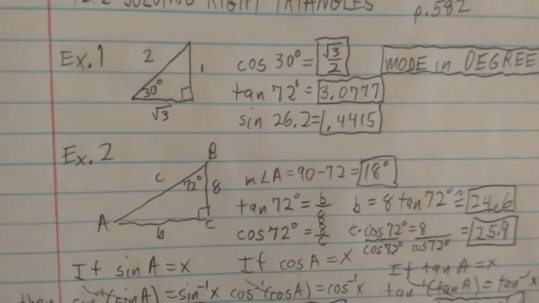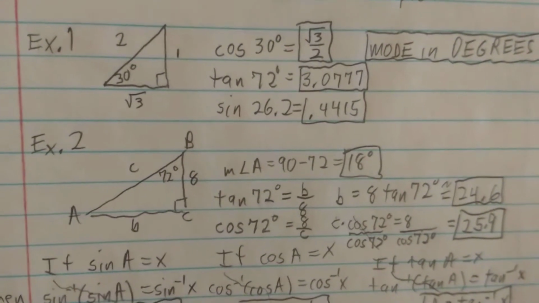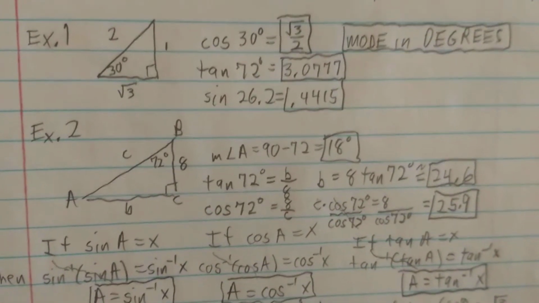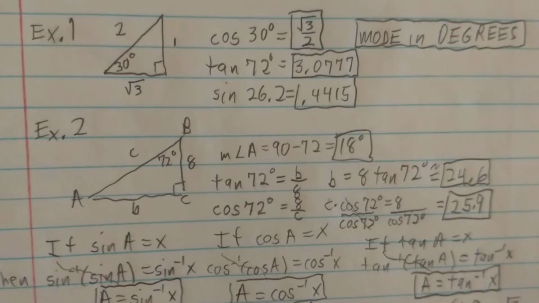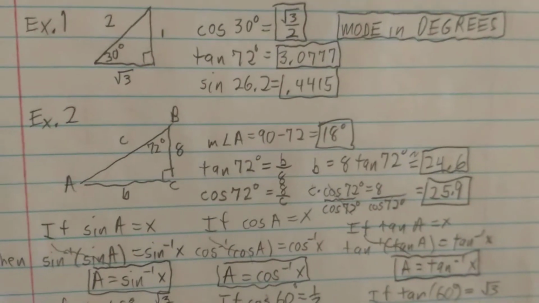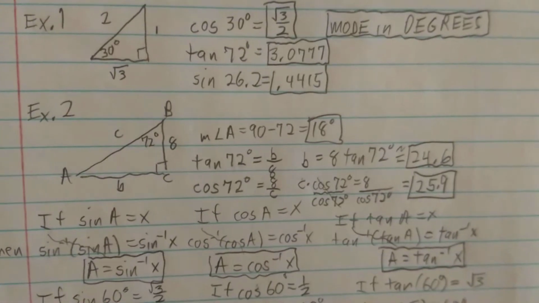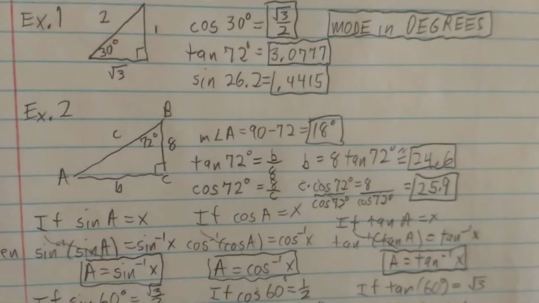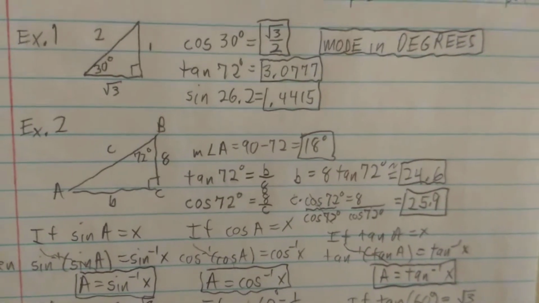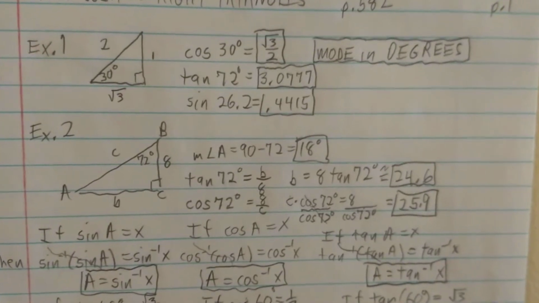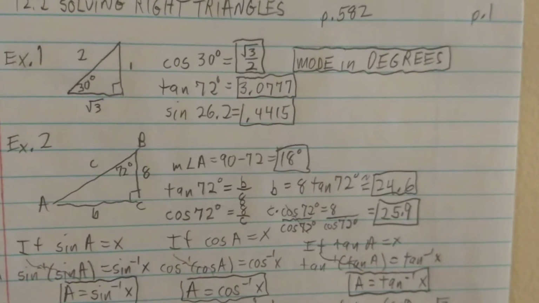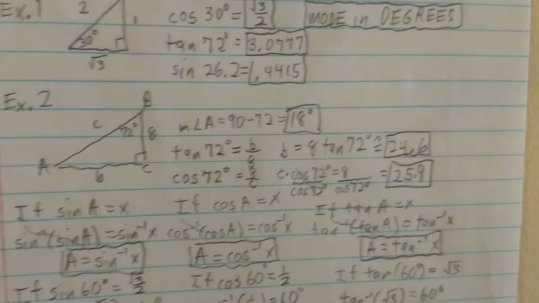So on example 1, we have the right triangle with legs of square root of 3 and 1 and a hypotenuse of 2. And that's our 30, 60, 90 triangle. So for the first part, we see that cosine 30 is square root of 3 over 2, which we've done before. Now the reason you need the calculator set to degrees is so we can type in tangent 72, and usually we keep these to 4 places, so that would be 3.0777. Make sure you can get the same. And then sine 26.2 is 0.4415 rounded to 4 places.